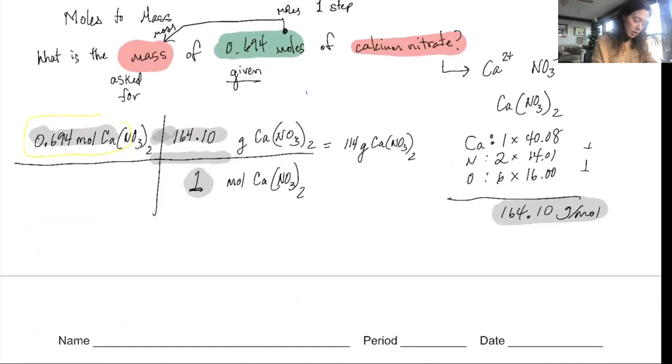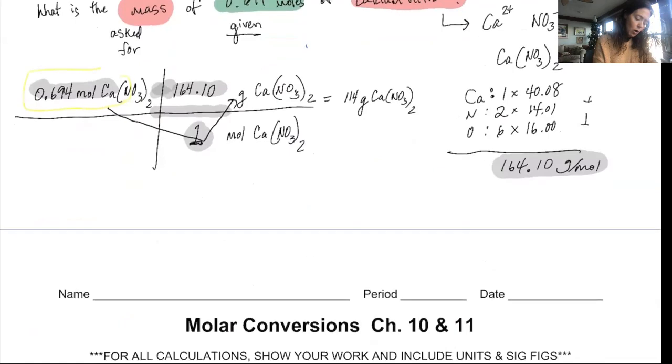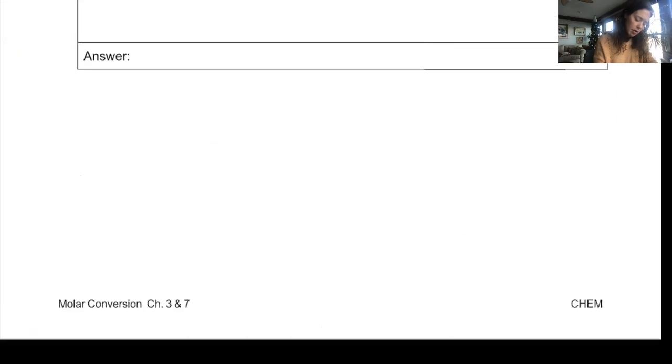Okay. The second one, we converted our moles to grams. All right. The one always goes with the mole.